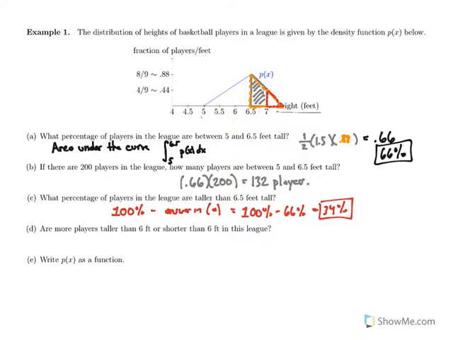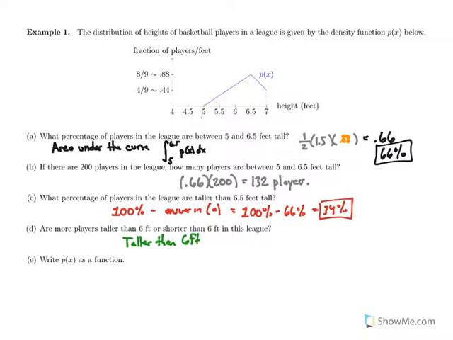All right, next question. Are more players taller than 6 feet or shorter than 6 feet in this league? In this question, we're not going to find the exact values of what percentage of players are greater than 6 or less than 6 feet, but we can just look at the graph here and think about which area is going to be bigger, to the left of that line or to the right of that line at 6. And I think it's pretty clear in this case that taller than 6 feet has more, as the area here is going to be bigger than the area there.